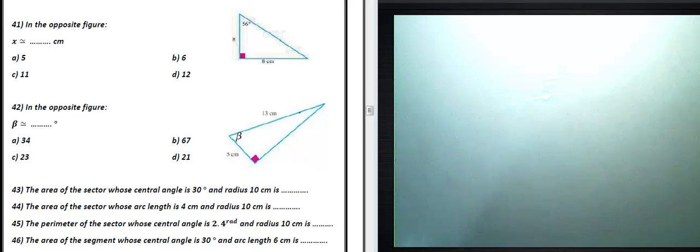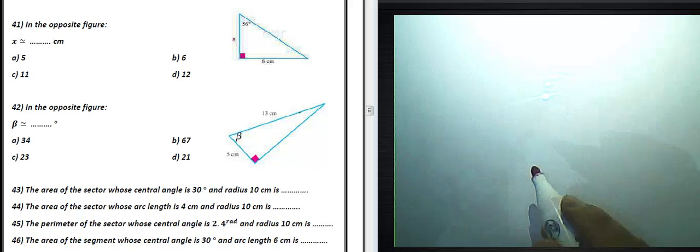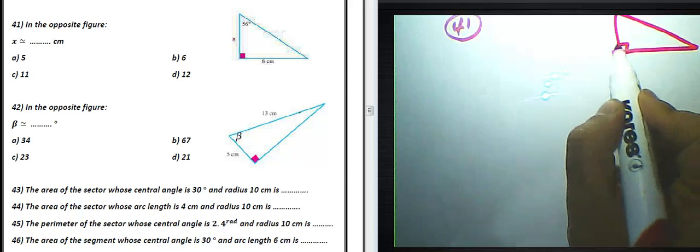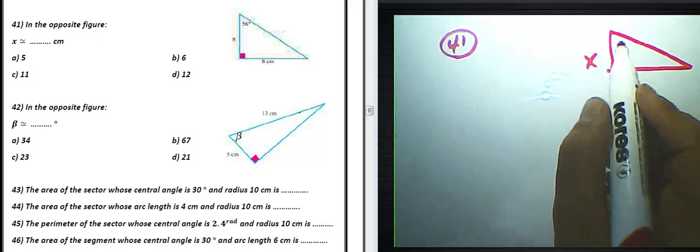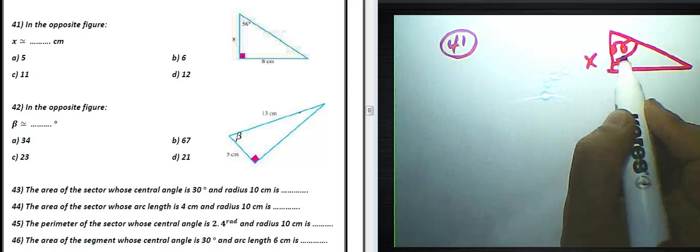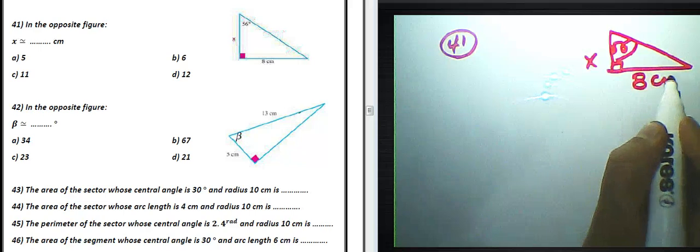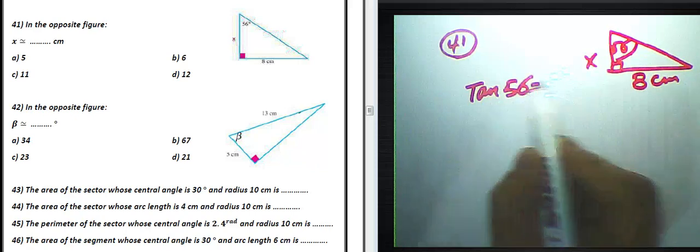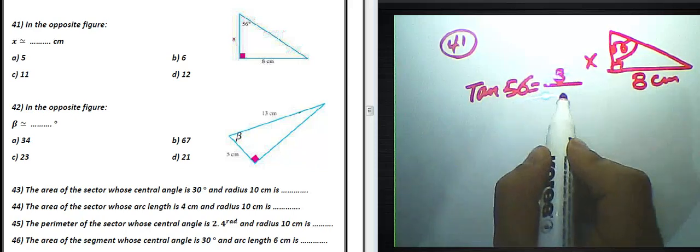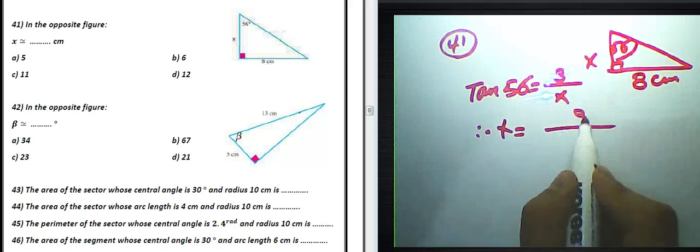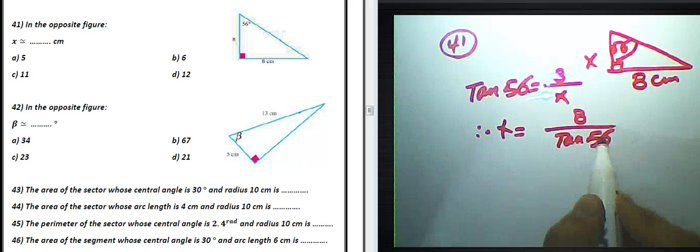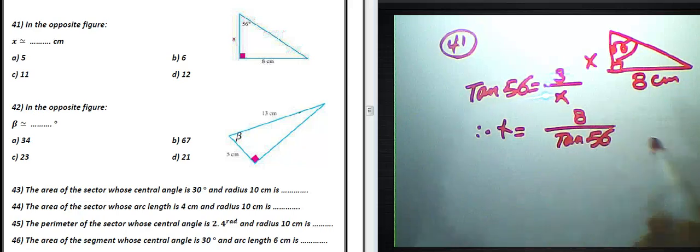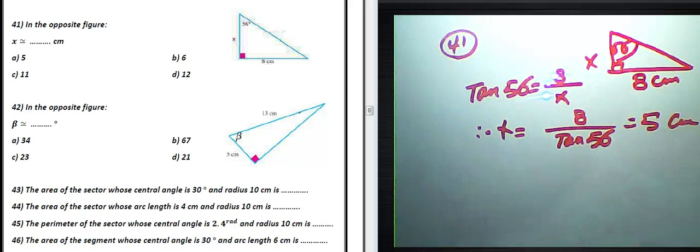Question 41. In the opposite figure, approximate the value of x. We have a triangle here. This angle is 56 degrees, and you are asked about this side. They give us this side length, 8 centimeters. You know tan theta, tan 56 equals opposite over adjacent, equals 8 over x. Then x will be equal to 8 over tan 56. Using the calculator to find the result, approximated, the result will be 5 centimeters.